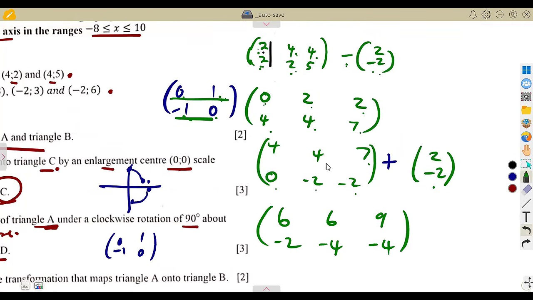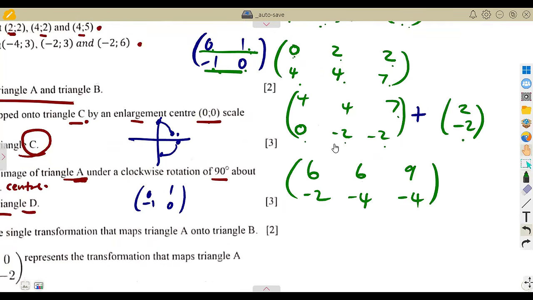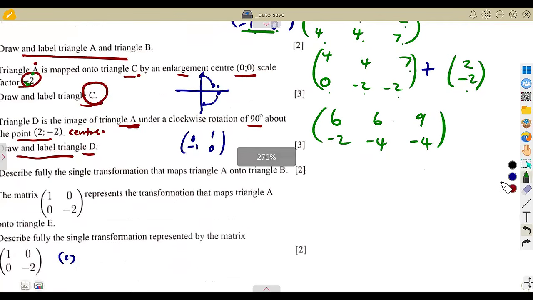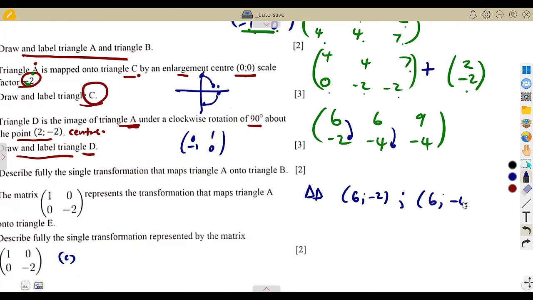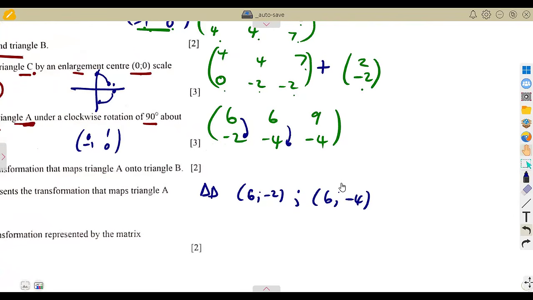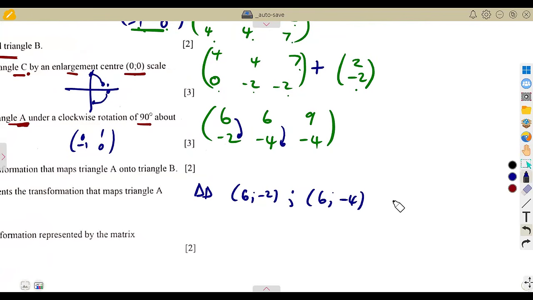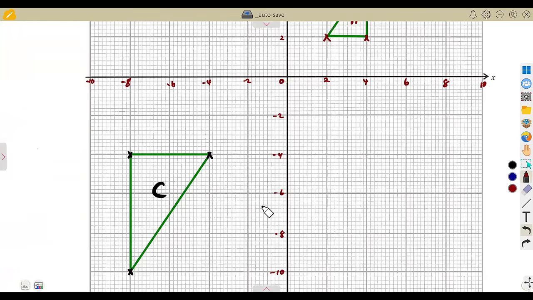So this gives us the coordinates of the triangle D that we need. Our triangle D has got the coordinates 6 versus minus 2, 6 versus minus 4, and 9 versus minus 4. So these are the coordinates now that you are going to have. With the coordinates that we have, we are going to mark our points on the graph. Okay, so that is our triangle D.